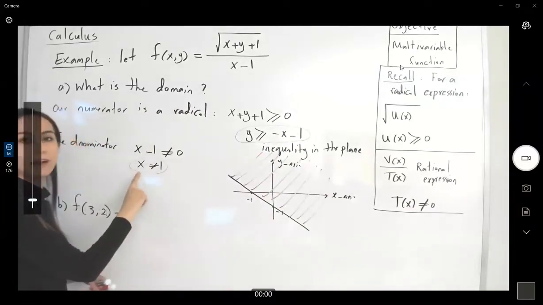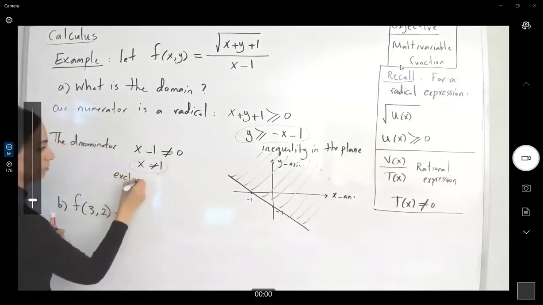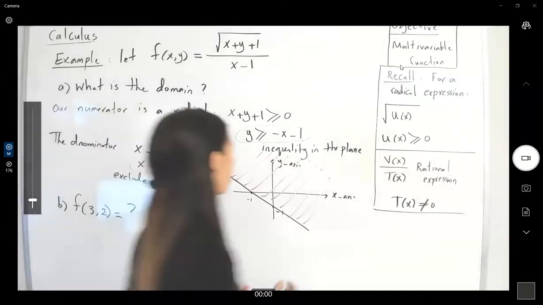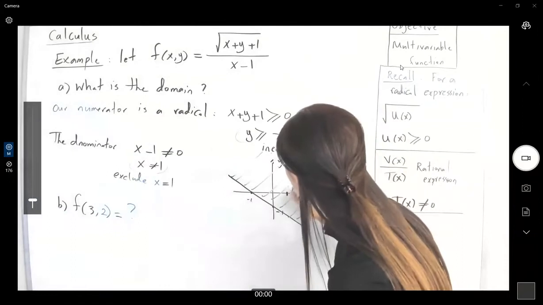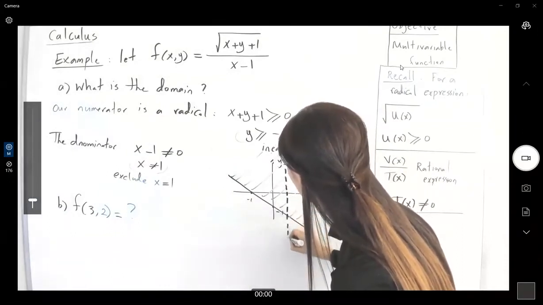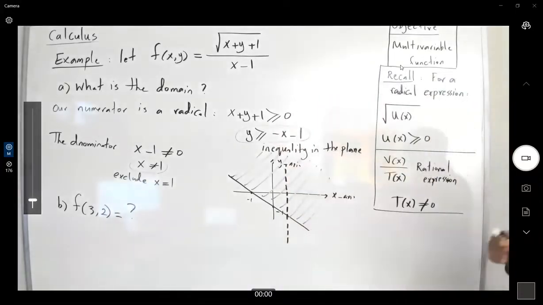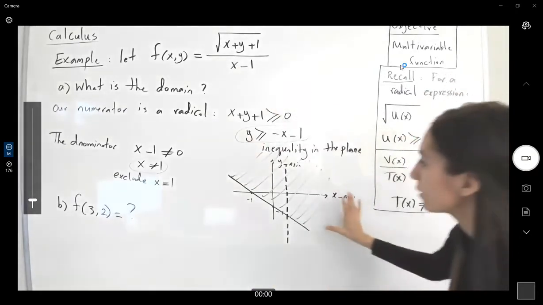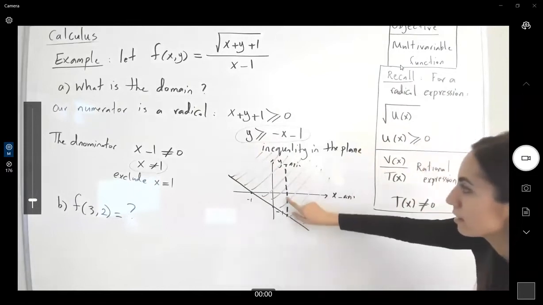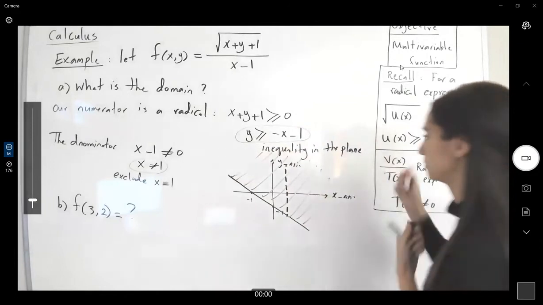It means that we have to exclude this line. Exclude x equals 1. x equals 1 is actually a vertical line, so we have to exclude this line. We're going to use a dotted line to show that you're excluding this. So our domain is actually this part, and this dotted line is excluded. This is your domain.